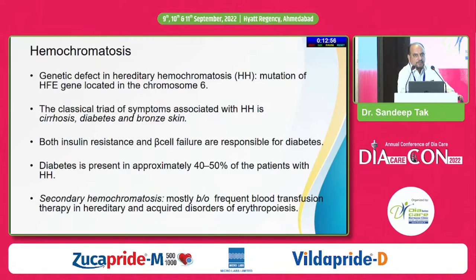Hemochromatosis is again an important thing. Hereditary hemochromatosis is a mutation in the HFE gene located at chromosome 6. It's not a very common thing, but here we can have a secondary hemochromatosis. Patients with thalassemia major who have recurrent blood transfusions ultimately end up with iron overload and they may develop hemochromatosis. Typical classical triad is cirrhosis, diabetes, and bronze skin.